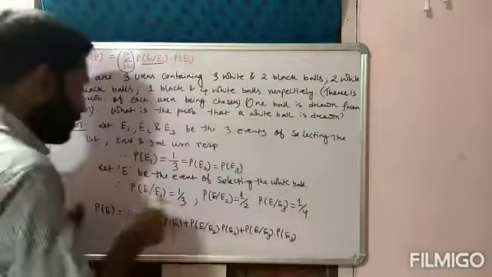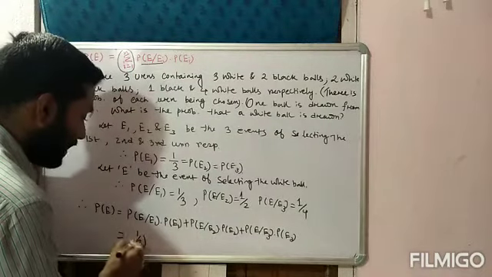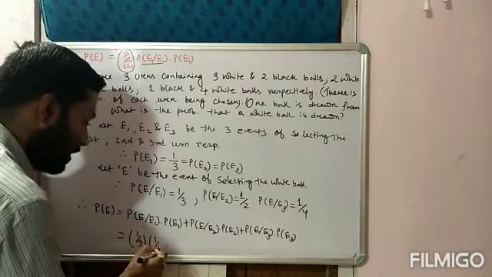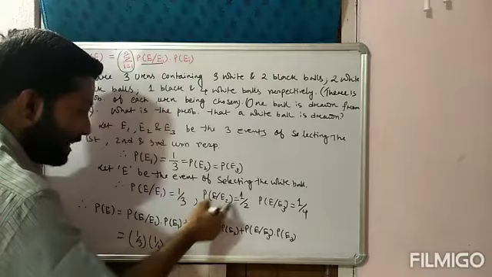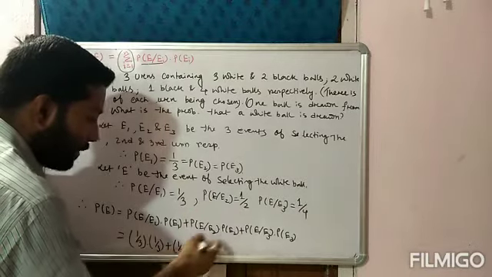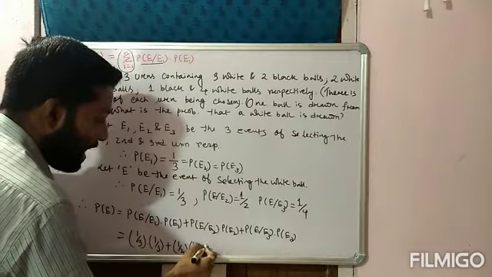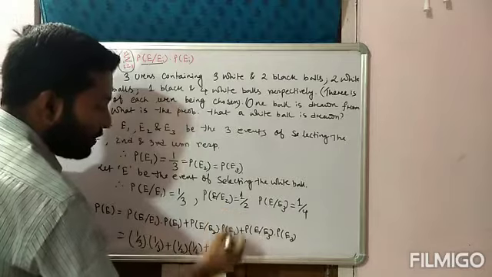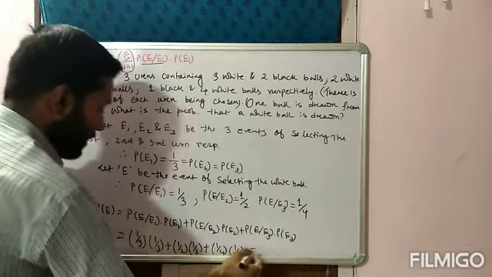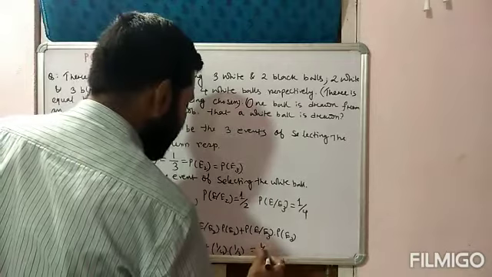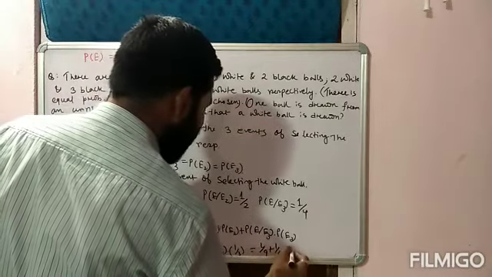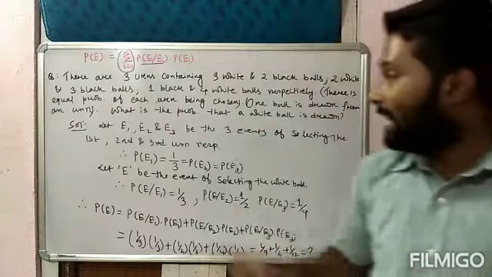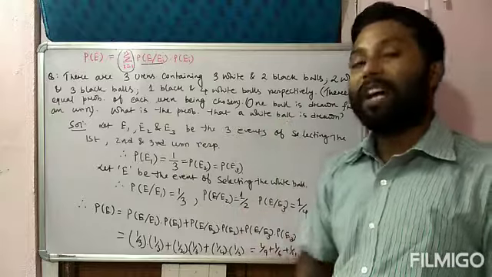Okay. So P of E slash E1, what's the value? 1 by 3. 1 by 3 into, what's the value of P of E1? P of E1 is also 1 by 3. Plus P of E slash E2 is 1 by 2 into P of E2 is 1 by 3. Plus P of E slash E3 is 1 by 4 into P of E3, which is also 1 by 3. So if you calculate it, that is 1 by 9 plus 1 by 6 plus 1 by 12. The result you get after calculating this will be the final answer. That is the probability that the selected ball is white in color.